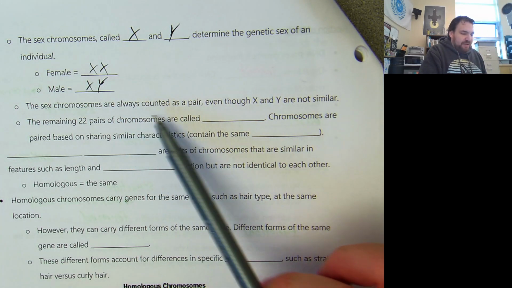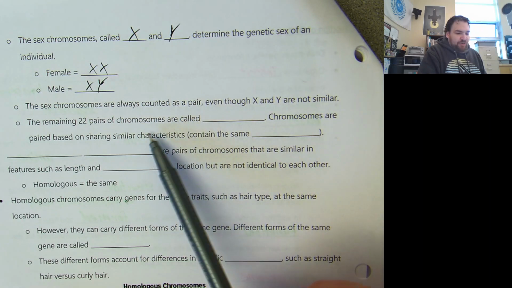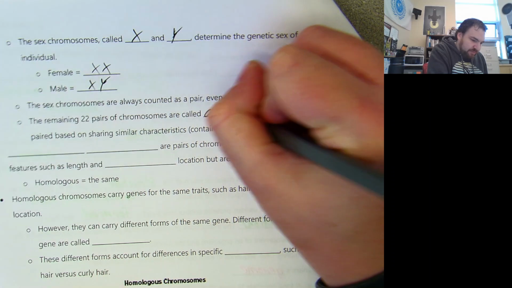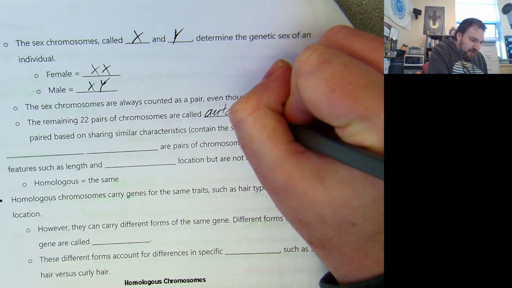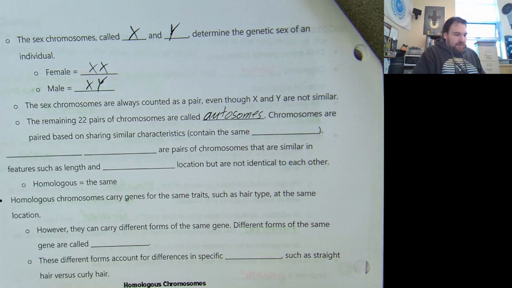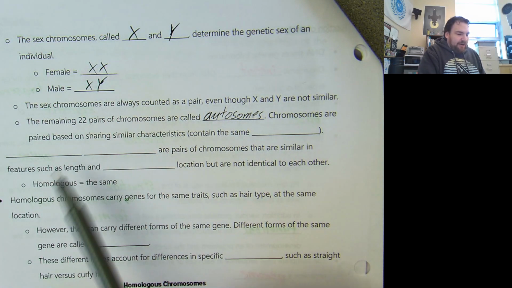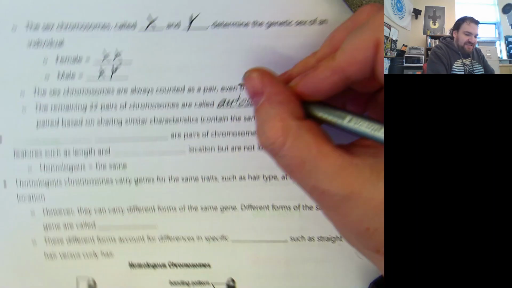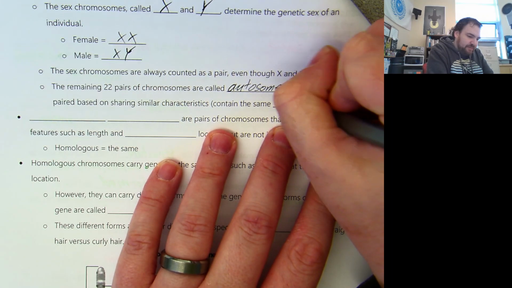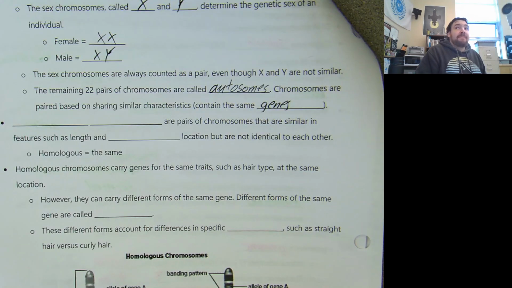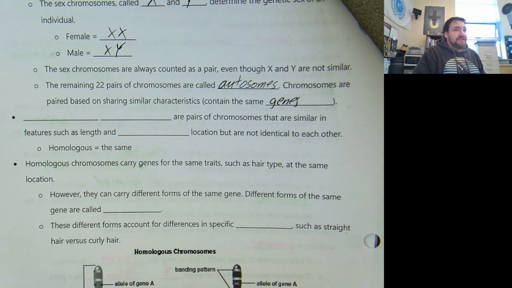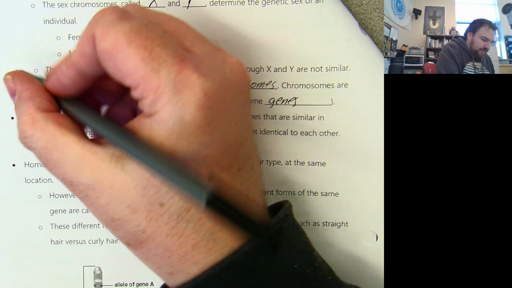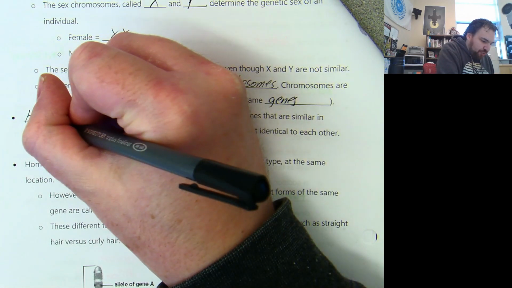The sex chromosomes, I said that already. The remaining 22 pairs of chromosomes are called autosomes. I don't know why. That's just what we call them. Chromosomes are paired based on sharing similar characteristics, i.e. they contain the same genes. They might code differently, but the same genes are present in each pair. You would have learned last year this term: homologous chromosomes.